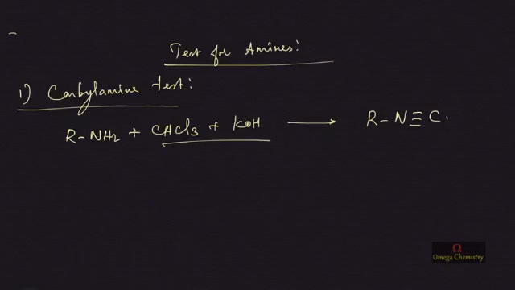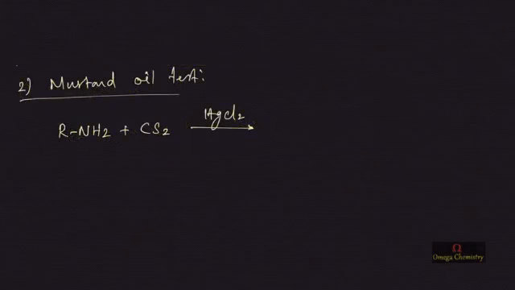Both aliphatic and aromatic primary amines will answer this test, and it is a characteristic test for primary amines. The second test is the mustard oil test. It's also known as Hoffmann's mustard oil test, and this is also another characteristic test for primary amines. Still, we can differentiate secondary amines and tertiary amines, right? When the amines are treated with carbon disulfide in the presence of mercuric chloride, I'll get this compound, R-N=C=S, along with the evolution of H2S gas. So we get a pungent mustard oil smell.